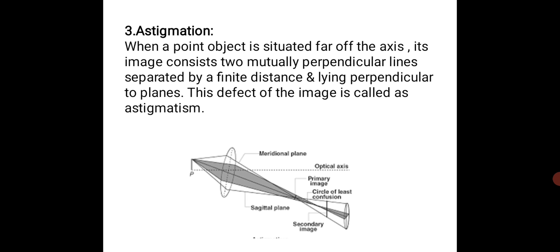The third type of monochromatic aberration is astigmatism. When a point object is situated far off the axis, its image consists of two mutually perpendicular lines separated by a finite distance and lying in perpendicular planes. This defect of the image is called astigmatism, which is shown in the figure below.